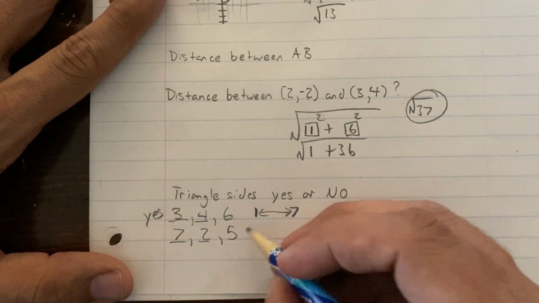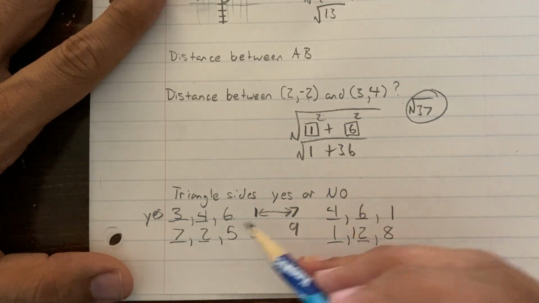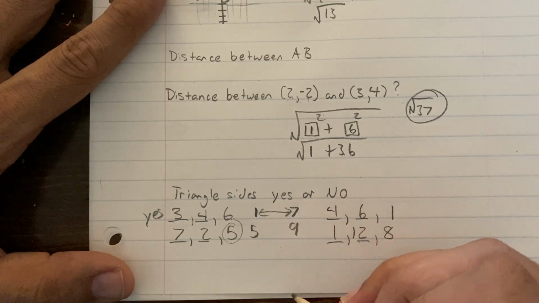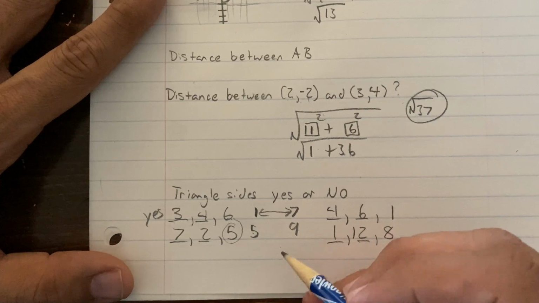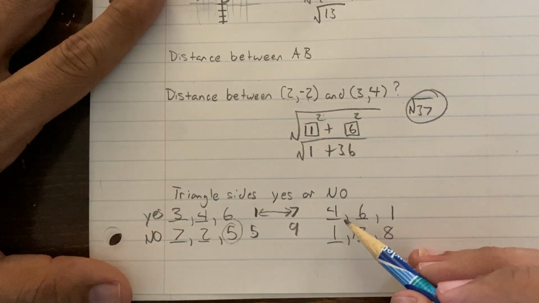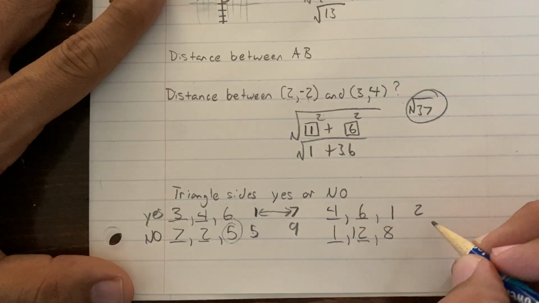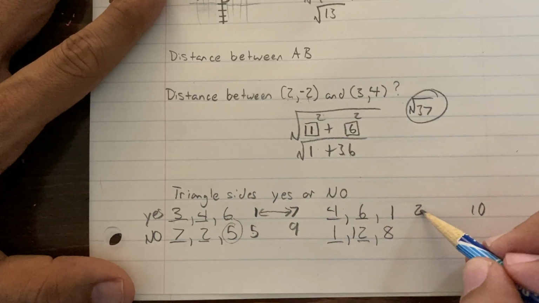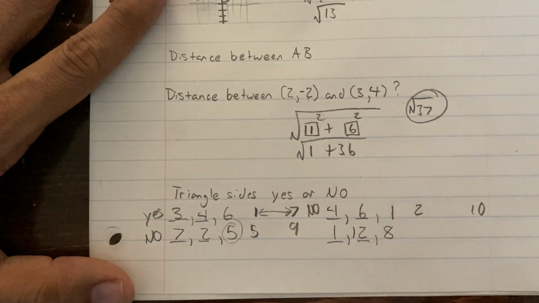This one's 7 and 2. If I subtract them, I'm going to get a 5. If I add them, I'm going to get a 9. Is the number 5 in between 5 and 9? It is not. It's on 5, but it's not in between 5 and 9. So this is a no. What about 4, 6, and 1? So 4 and 6, if I subtract them, I'll get a 2. If I add them, I'll get a 10. Is the number 1 in between 2 and 10? No. These sides will not make a triangle.